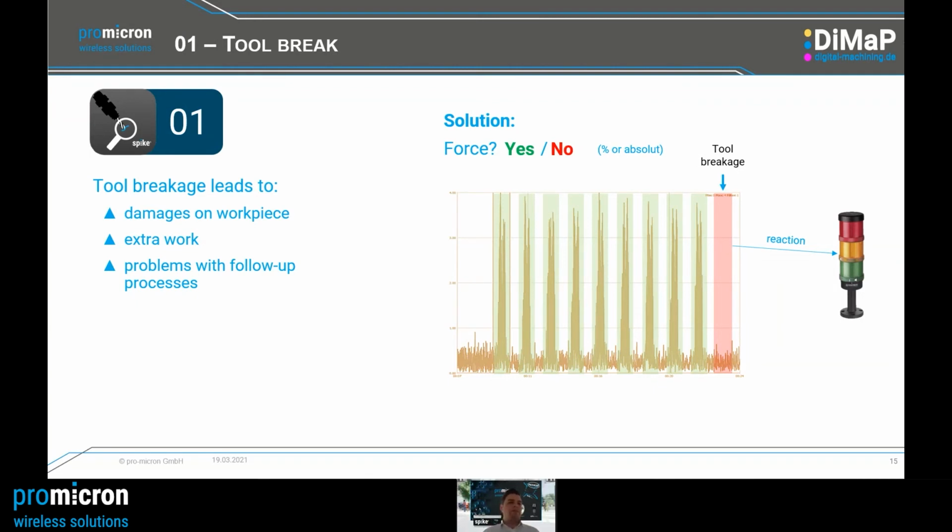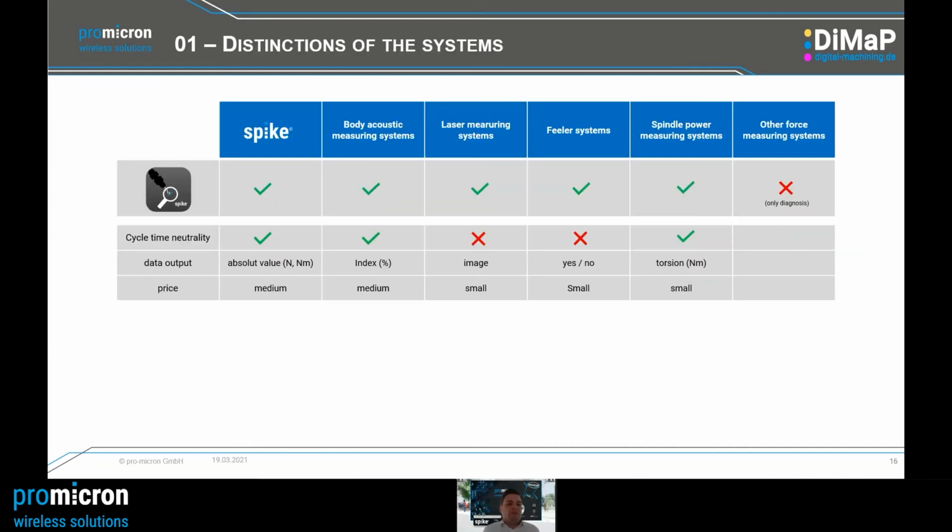So cases, benefits like tool breakage, many people think, oh, we need a full integration and so on. No, it's just simple. We need a sensor that detects yes or no and sends a signal to the machine. There are different opportunities now to do it. And I would say Spike, body acoustic, acoustic measuring systems, laser measuring systems, a feeler system, the spindle power, and other force measuring systems, they can all be used to detect that problem.